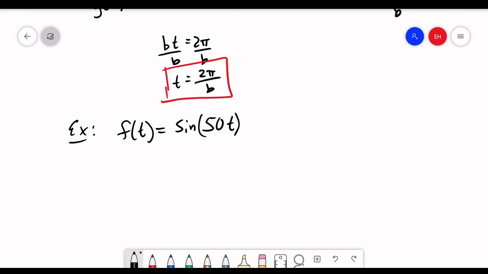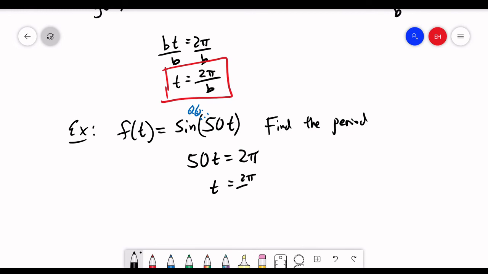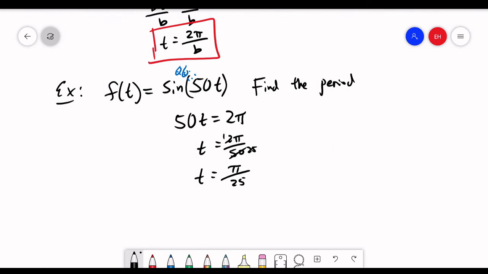So if we have sine of 50t and we have to find the period, again, the way I think of this is, okay, sine is looking in there and saying, when I see 2 pi, I'm going to repeat. So then 50t equals 2 pi. What does t have to be? Just divide by 50 and we get 2 pi over 50, which reduces down to pi over 25. So again, the time before this sine function repeats is pi over 25.